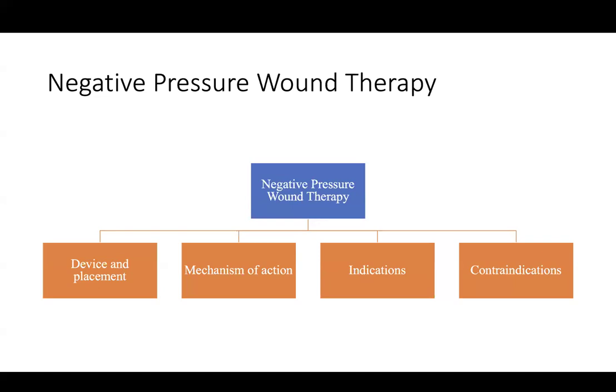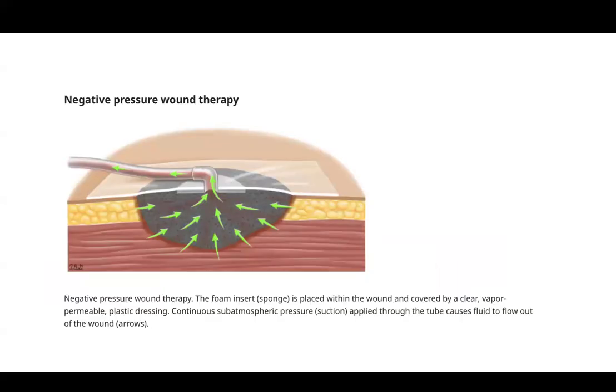Lastly, complications are bleeding that can happen during the removal of the foam if it is firmly adherent to the granulation tissue. Rarely, infection can happen, and another rare complication is the formation of an enterocutaneous fistula. This is the negative pressure wound therapy, which is showing the foam, the adhesive sheet above, and the suction port which is present above.